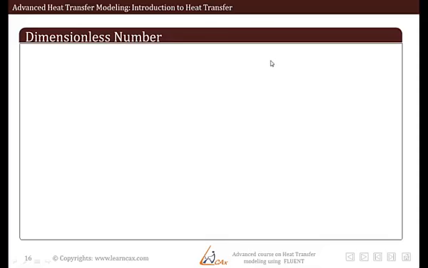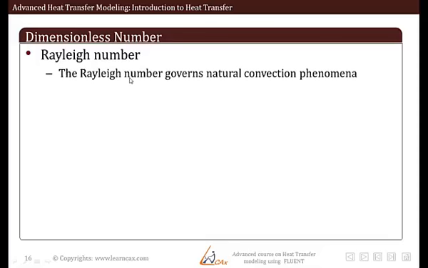The remaining two dimensionless numbers will be discussed on this slide. The first one is the Rayleigh number. The Rayleigh number governs the natural convection phenomenon. This is basically the product of Grashof number and Prandtl number, and it is a critically important number in the case of natural convection, which determines which type of flow regime the natural convection is in, whether it is laminar or turbulent.